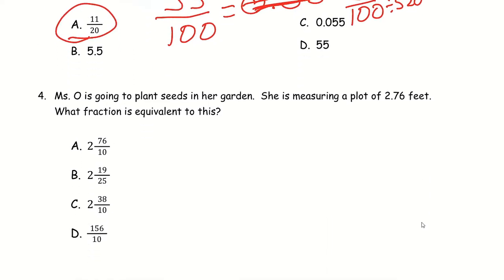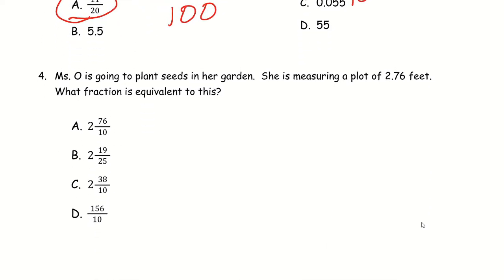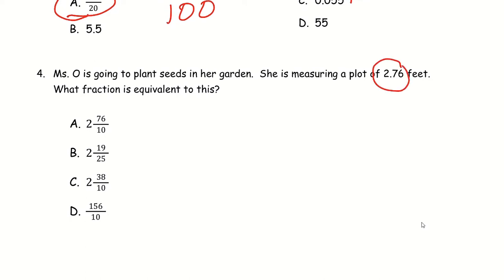Okay, so next. Miss O is going to plant seeds in her garden. She is measuring a plot of 2.76 feet. What fraction is equivalent to this? We're in math class, so let's circle our decimal. So it looks like it wants us to turn this decimal into a fraction. To do that, we can say it and write it with place value. So let's go ahead and rewrite it down here, 2 and 76 hundredths.